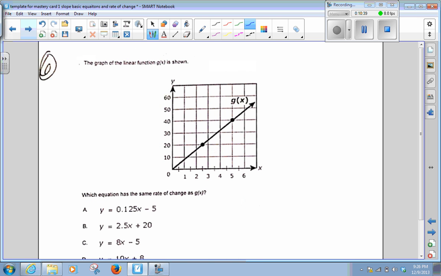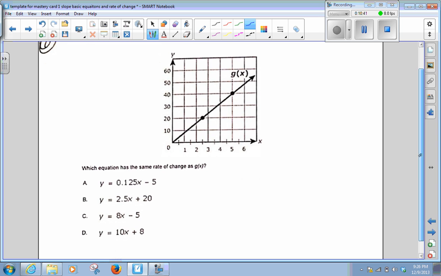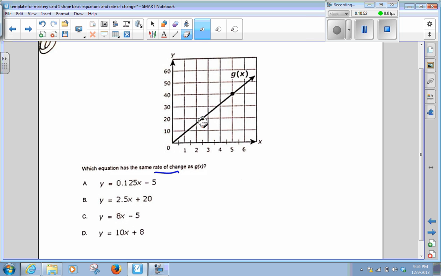Number 6, it gives us a function that is graphed, and it asks us which of these equations has the same rate of change. So first of all, I got to figure out the rate of change for this one. Now, I can use this point that they give me, but man, I don't like it when they don't hit a corner like that because it's a lot harder to count. I personally would prefer to use this one right here because that 0 sure does make it a lot easier to count. I'm going to draw my little imaginary triangle. This point hits in a corner, so that's going to be easy for me.